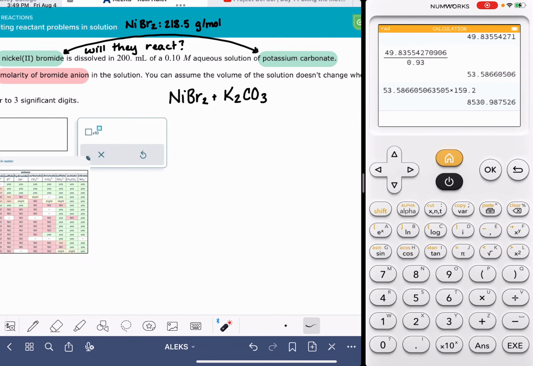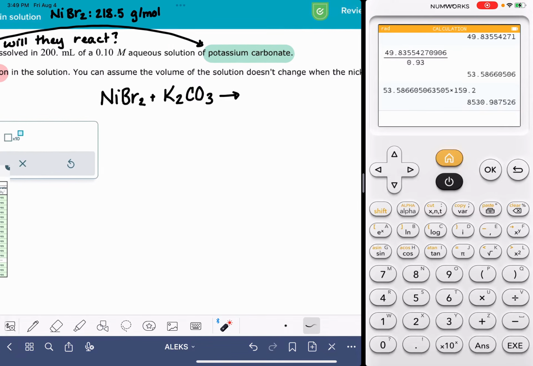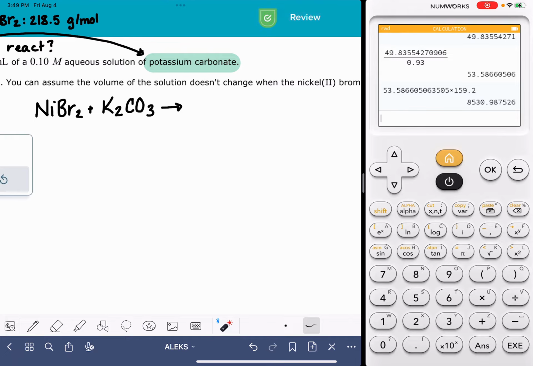Now, our job, like I said, is to figure out whether or not these two things will react, whether or not they will form an insoluble solid. So again, this is a precipitation reaction type problem. And also, I'm not going to go into a lot of detail about predicting the products of precipitation reactions because, again, this video is going to be long enough as it is. If you don't know how to do precipitation reactions, then you will definitely want to go back and review that.